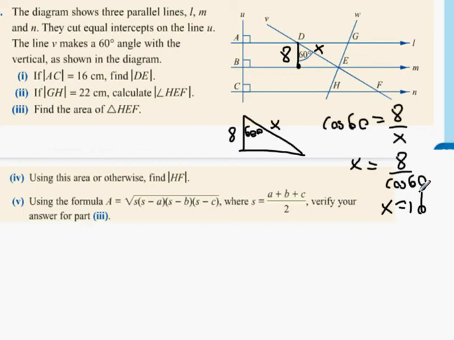Okay. What page is this on, by the way, lads? Sorry? 2. Thanks. Okay, next one.